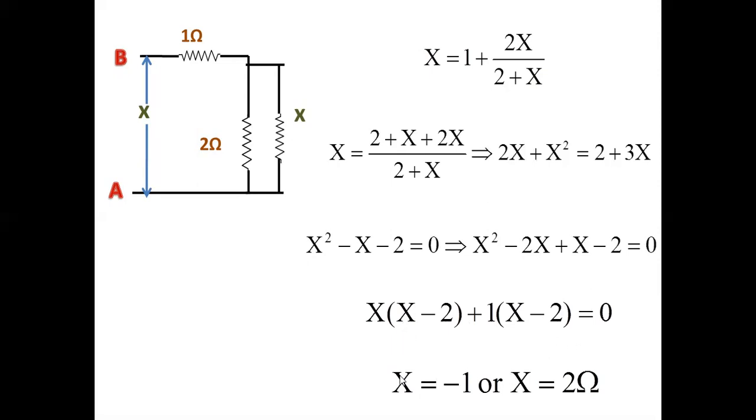But resistance cannot be negative. This answer is not possible here, taking physics into consideration. Mathematically, this may be one of the answers for x, but this is the correct answer, x equal to 2 ohm. So the resistance between these two, this infinite ladder, is 2 ohm finally.